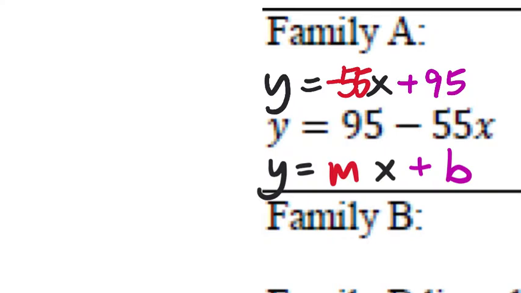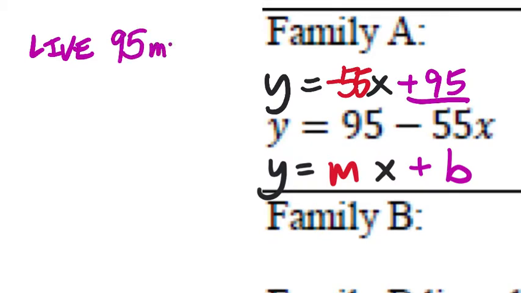So right here, for family A, just from this information, we can see that family A lives, because again, this is the initial value, the starting value, the y-intercept, that's 95 right there, so they live 95 miles away from Disneyland. Okay, so that's good enough for that equation to tell us how far away they live. But then they also say, look, here's your rate of change. The slope is negative 55. So this means they're traveling at 55 miles per hour.